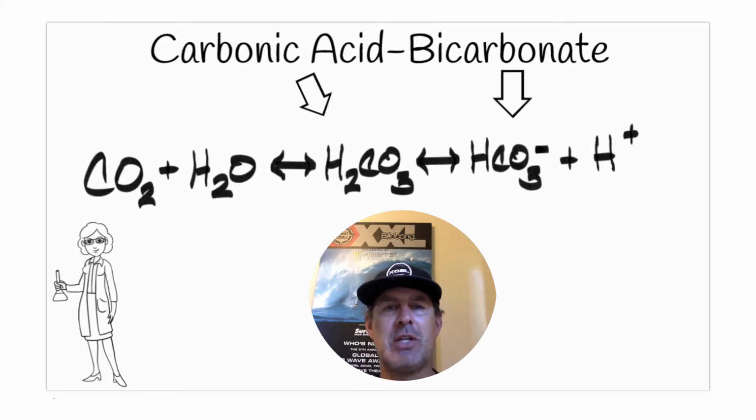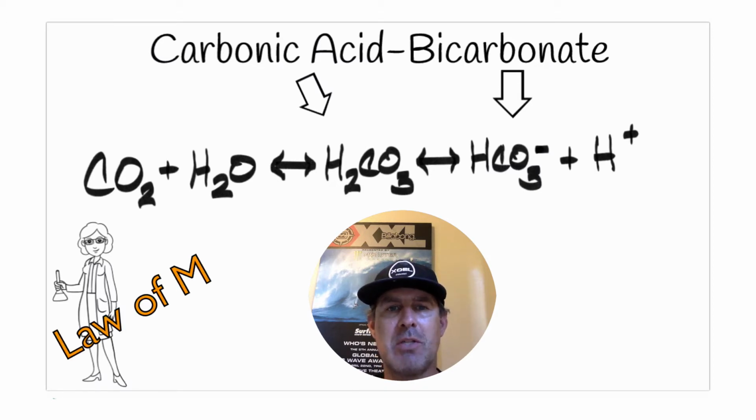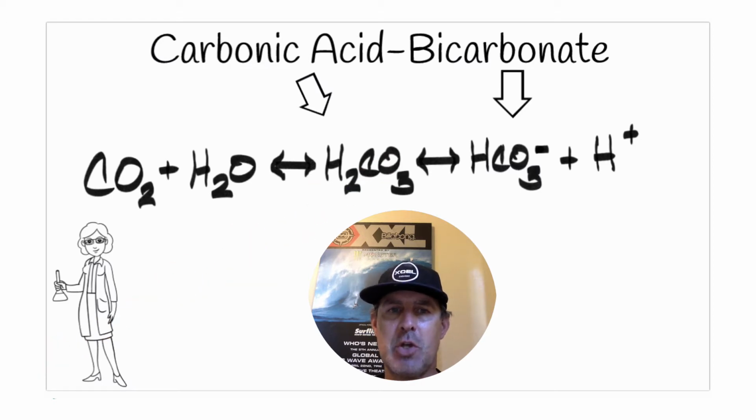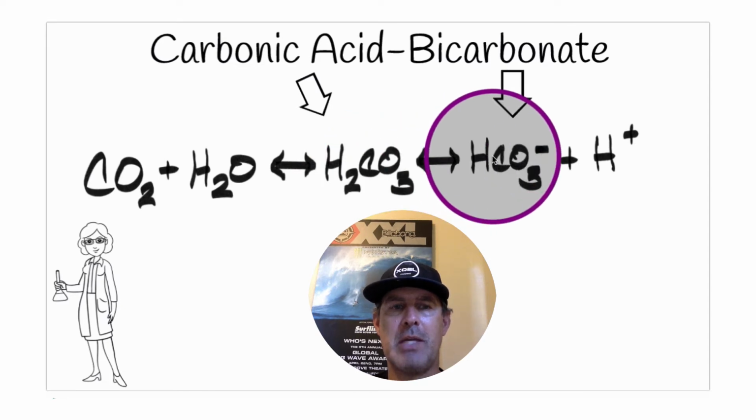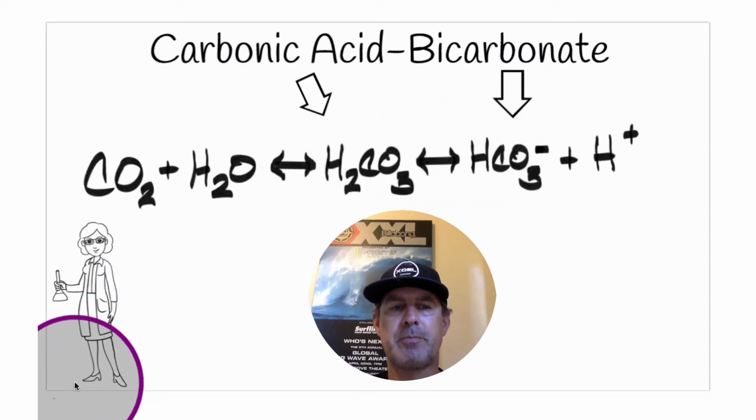ion. This equation obeys the laws of mass balance, meaning it wants to be in equilibrium and balanced on each side of the equation. So if there's more on the left side of the equation, it's going to move to the right to balance it out. And vice versa, if there are more substances on the right side of the equation, it'll automatically move to the left to balance it out. This is a carbonic acid-bicarbonate equation. This right here is carbonic acid, and this molecule right here is bicarbonate.